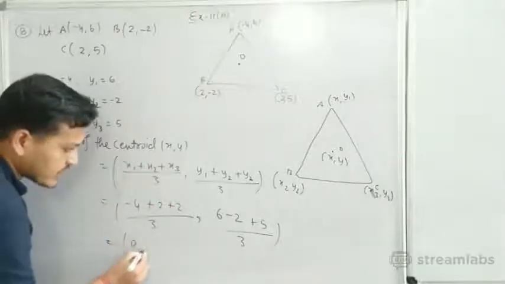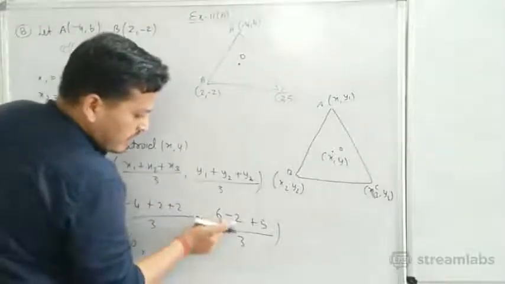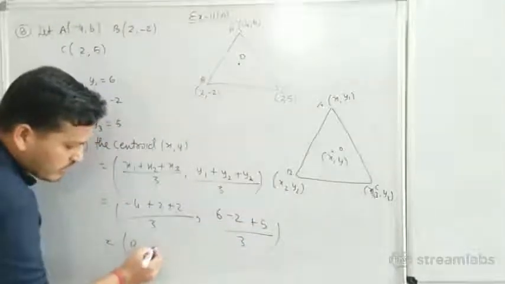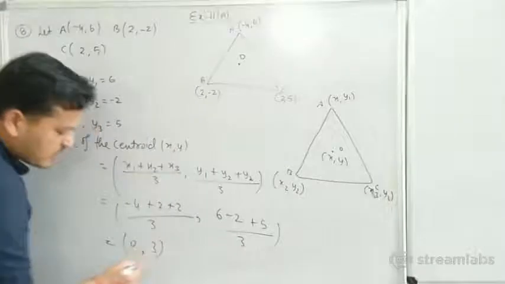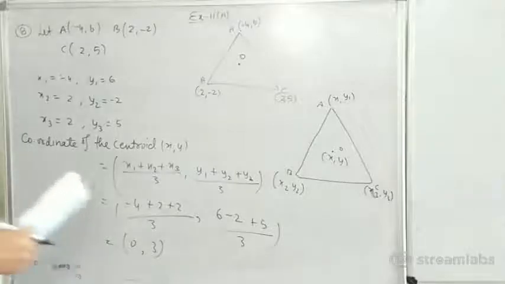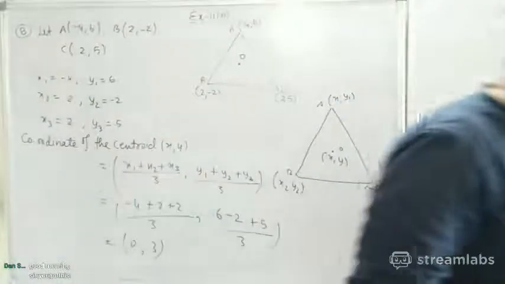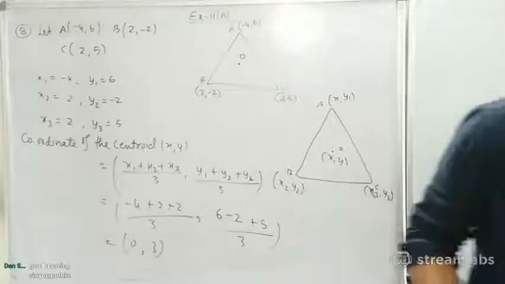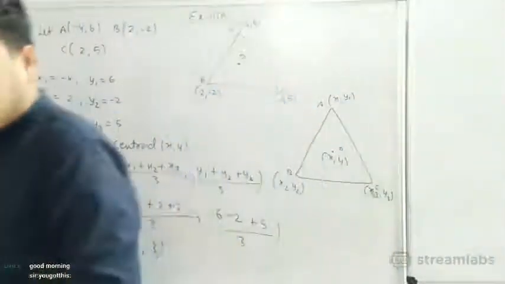Next, the second one is 6 minus 2 is 4, plus 5 is 9, divided by 3. So 9 divided by 3 is 3. So (0, 3) is the answer, the centroid of the triangle. This is the answer of this question. This is a very simple question, and I already explained at the start that this is a very easy chapter.